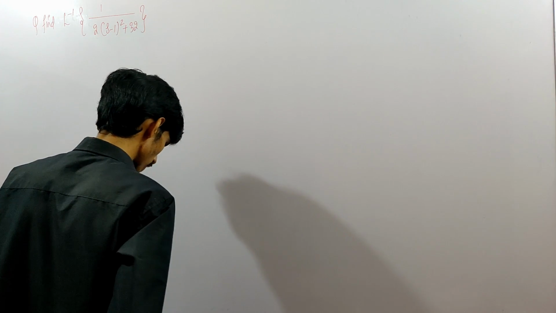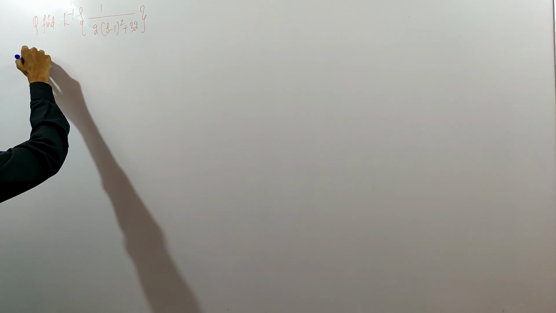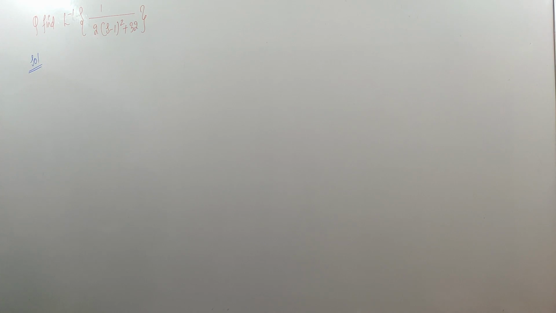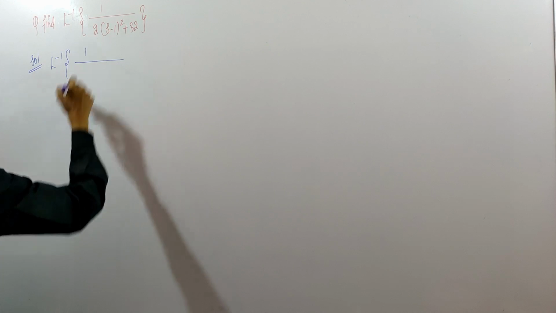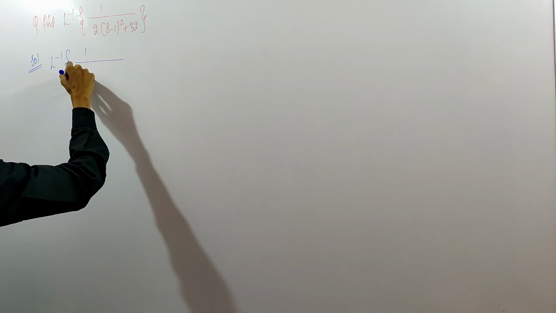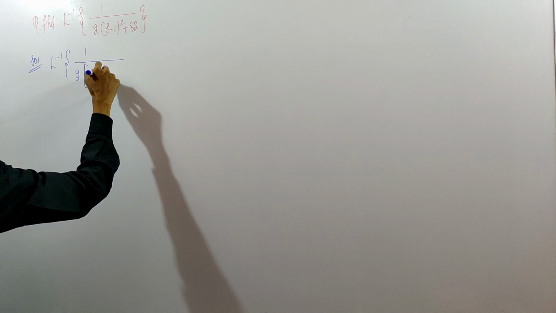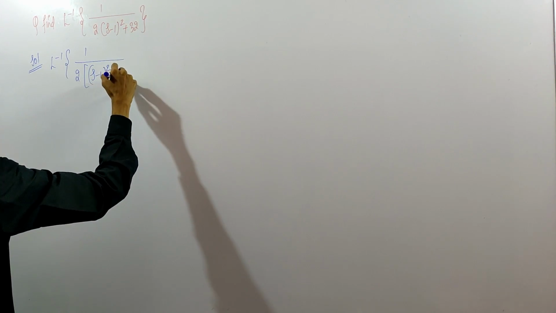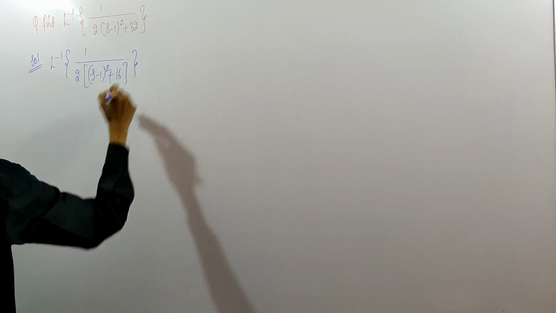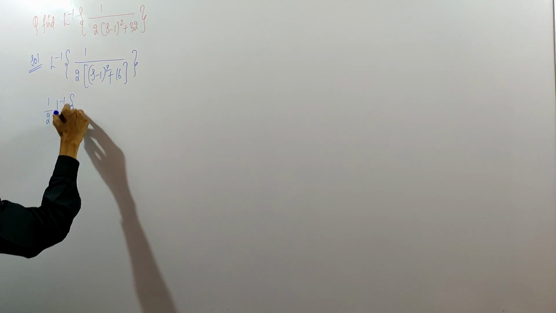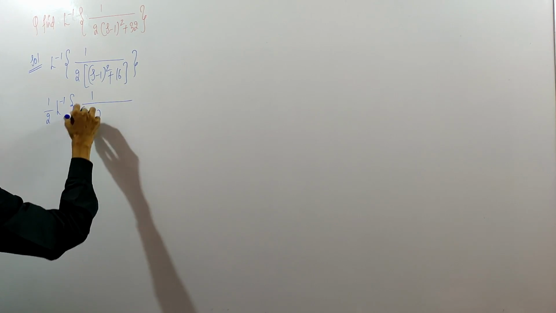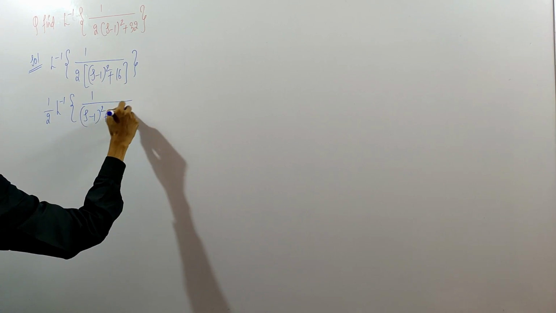Let us see one more question of L inverse. We have L inverse of 1 by 2 into (s minus 1) whole square plus 32. Take 2 common, we have L inverse of 1 divided by 2 into (s minus 1) square plus 16. Now take this 1 by 2 outside the L inverse, we have 1 by 2 L inverse of 1 divided by (s minus 1) square plus 16, and 16 can be written as 4 square.